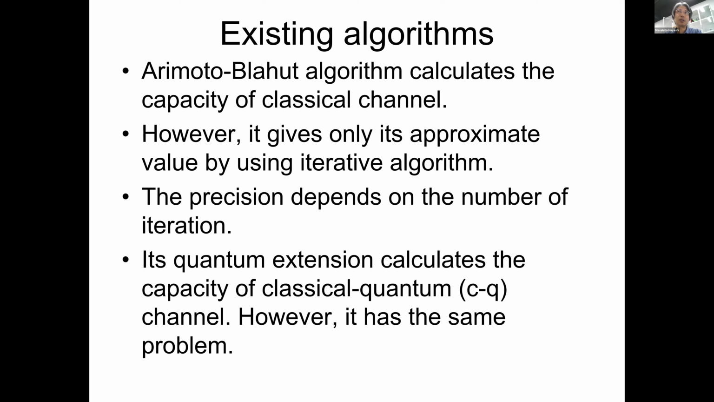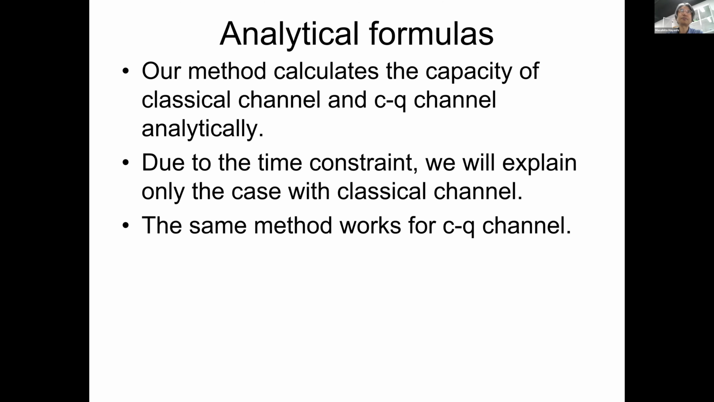The quantum extension calculates the capacity of a classical quantum channel. However, it has the same problem. Our formulas are analytical formulas. So our method calculates the capacity of a classical channel and a CQ channel analytically without any error. Due to the time constraint, we will explain only the case with the classical channel. The same method works for the CQ channel.